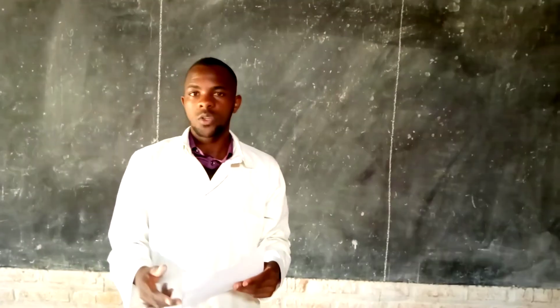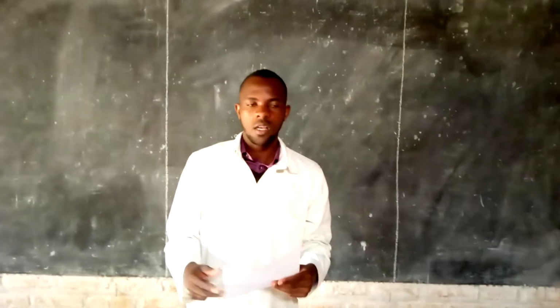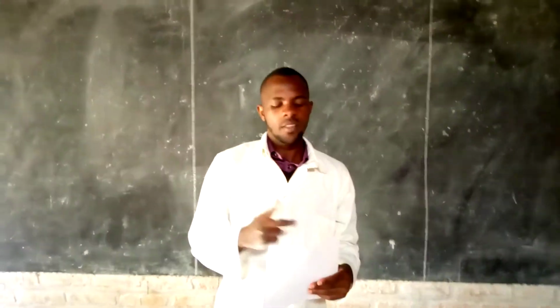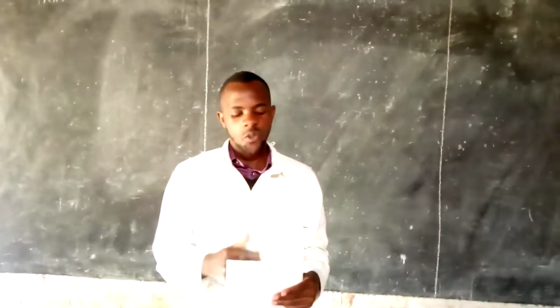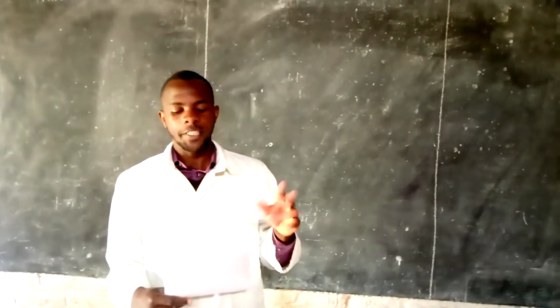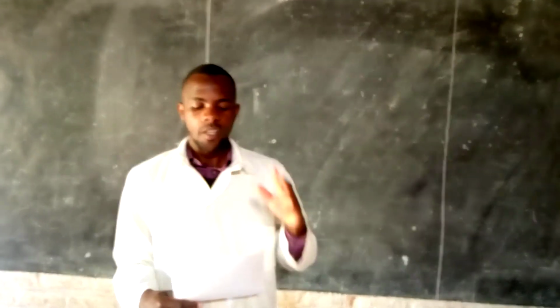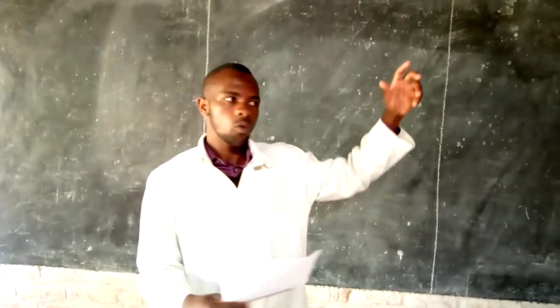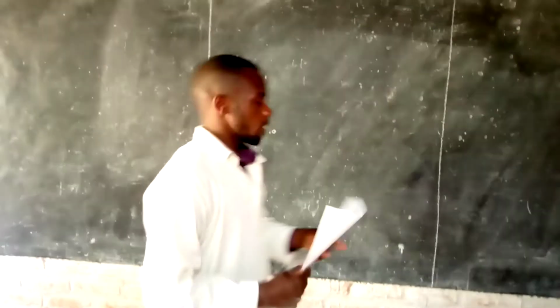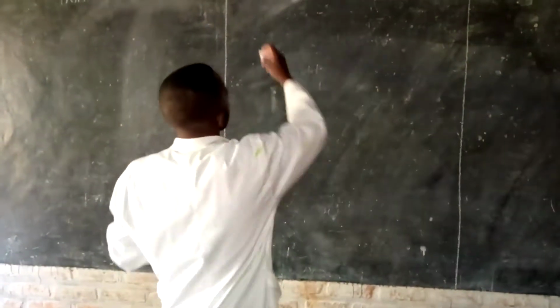Today we are going to study multiplying a vector by a scalar. This means that at the end of this lesson, every learner will be able to multiply a vector by a scalar. The multiplication of a vector by a scalar always produces a vector. So now let us start our lesson.